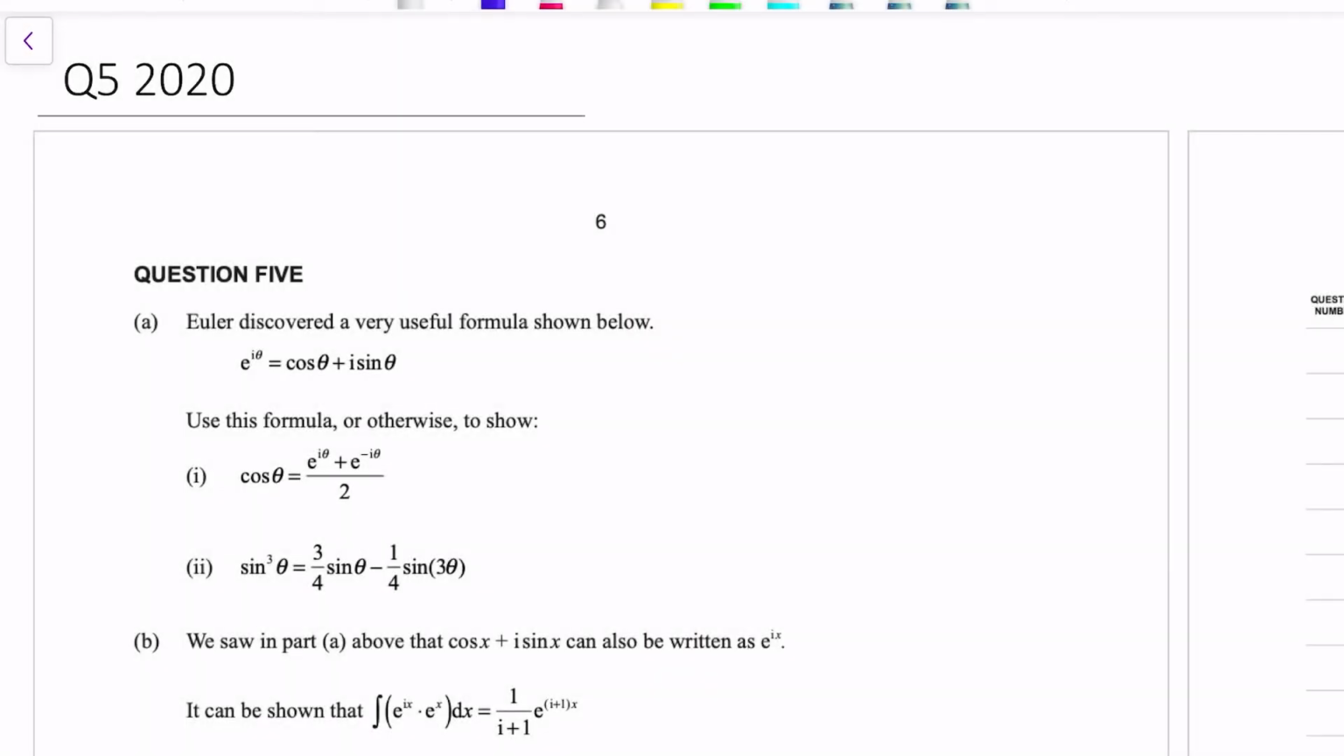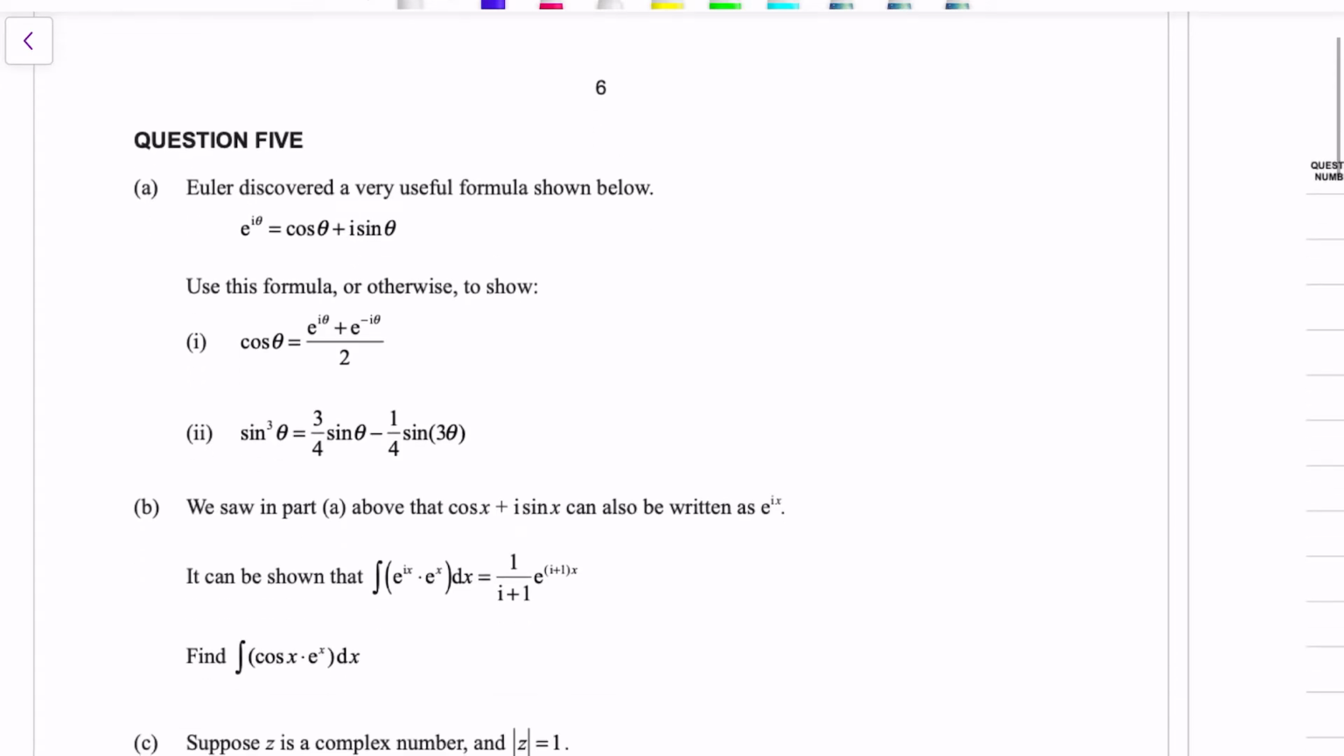Kia ora and welcome to this video on question 5 of the 2020 Scholarship Calculus exam. There's quite a bit involved in this question. There are 4 parts. The first is a fairly reasonable trig identity question that has a link to complex numbers.